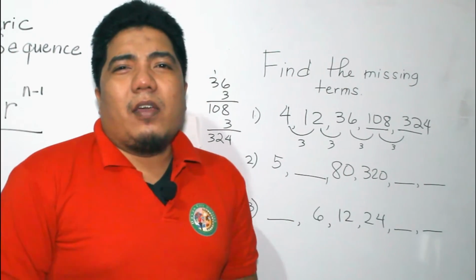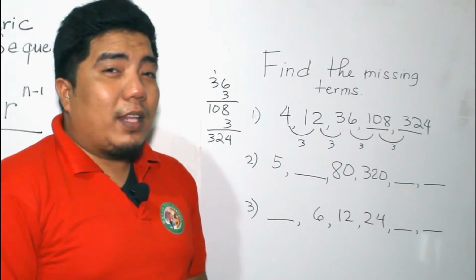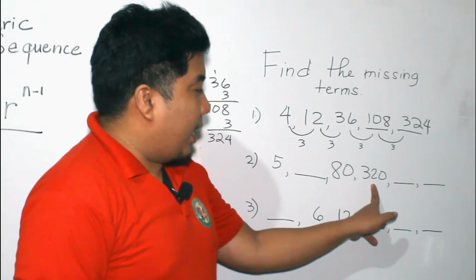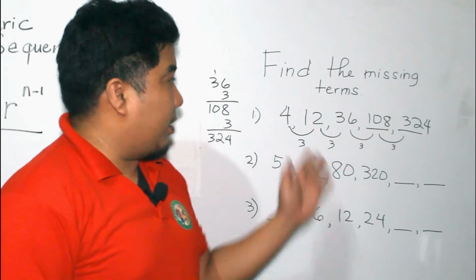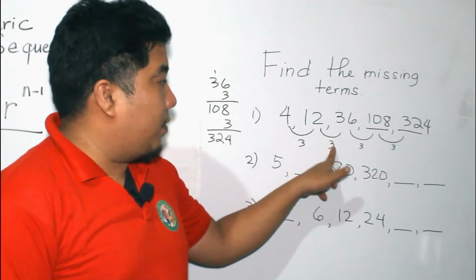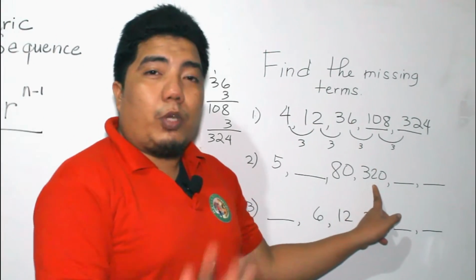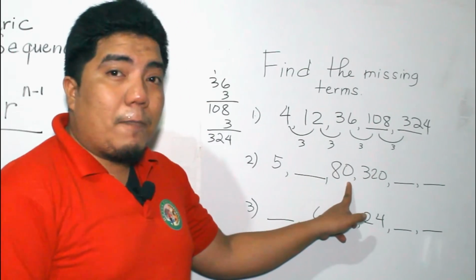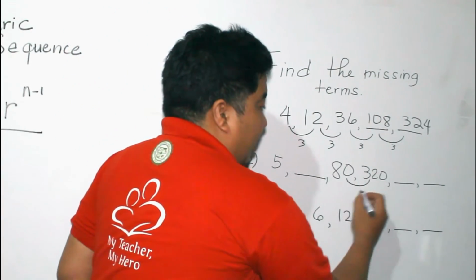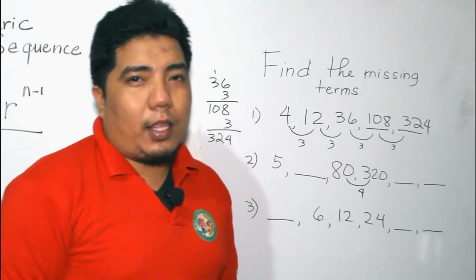Now, this may be very big for you, but you can do division for this one to get the common ratio. 320 divided by 80. This is just the same as 12 divided by 4, that's 3. 36 divided by 12, that's 3. 108 divided by 36, that is 3. Okay, so we use that one, 320 divided by 80, and that is 4. Why? Because 80 times 4 is 320.